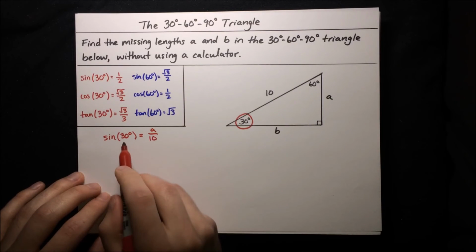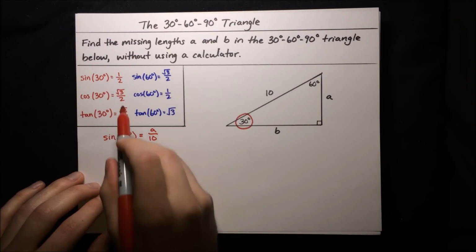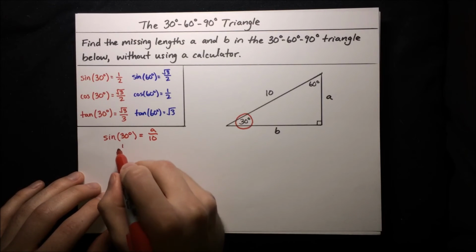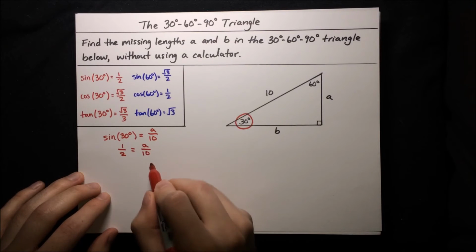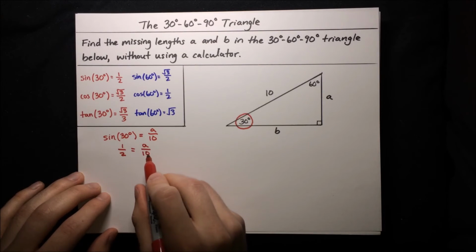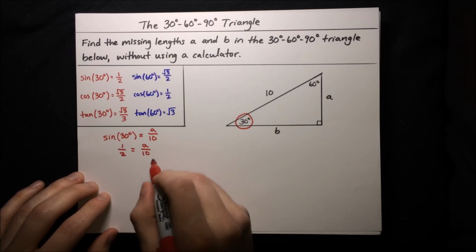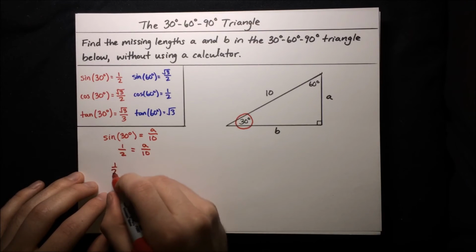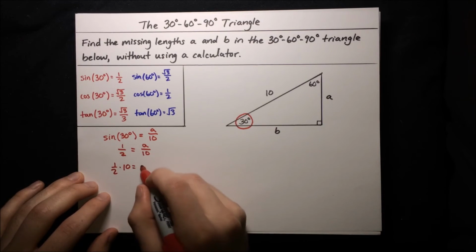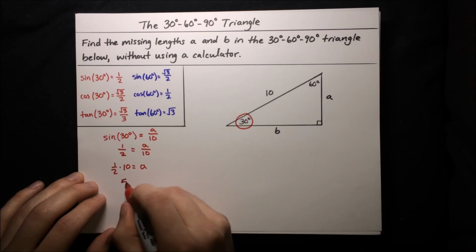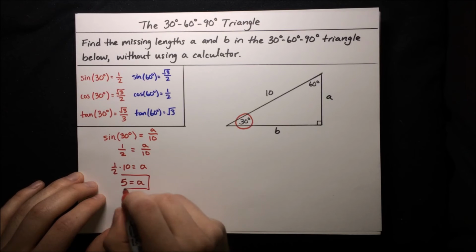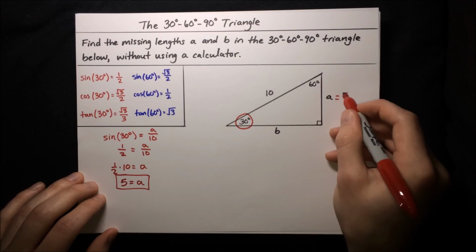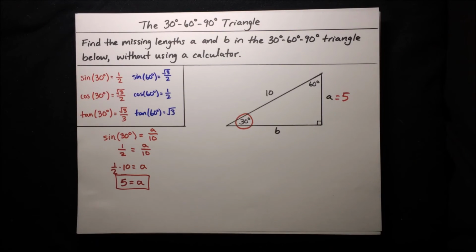And we already know what sine of 30 degrees is, it's always just 1/2. So a half is equal to A over 10, and then we can solve for A by just multiplying both sides by 10. So a half times 10 equals A, then a half of 10 is just 5. So 5 equals A. A is just 5. There we go. Cool. Okay, that worked out pretty well.